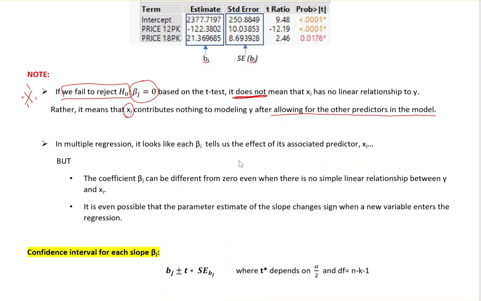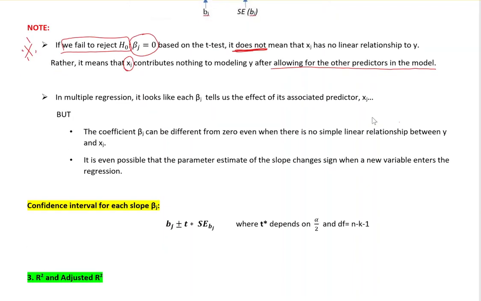Right, so here you need to be careful. If you fail to reject the null hypothesis, it doesn't mean that xj has no linear relationship to y. It means this variable contributes nothing to modeling y after allowing for the other predictors in the model. Right, so this is the first thing you need to be careful about. And the next thing is, in multiple regression, it looks like each beta j tells us the effect of its associated predictor.